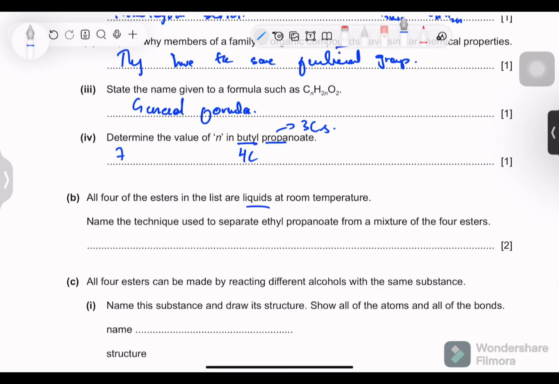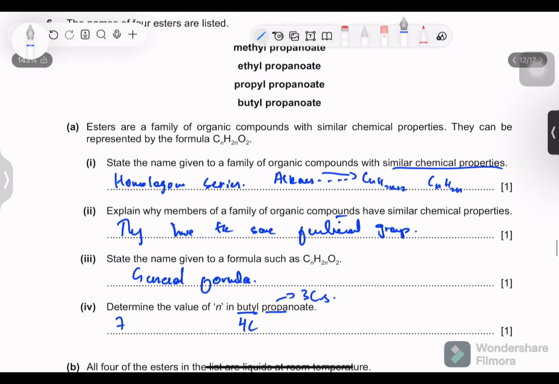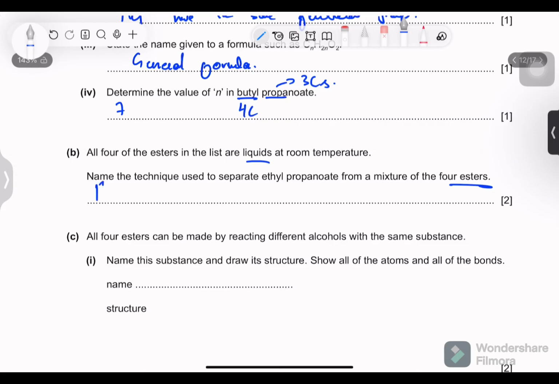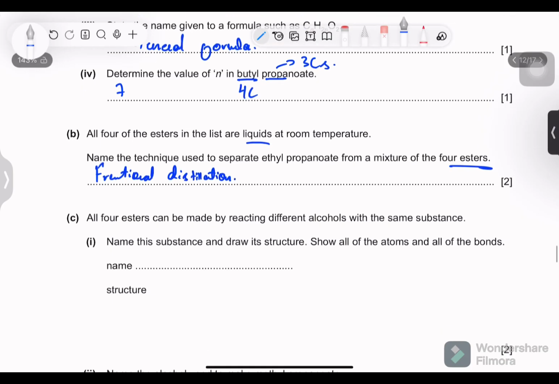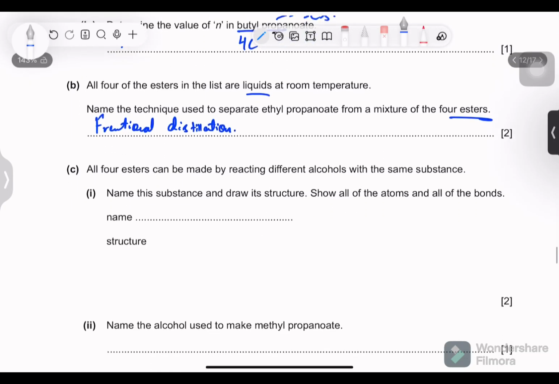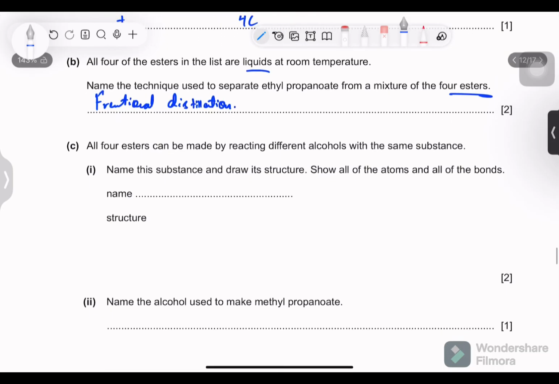All four of the esters in the list are liquids at room temperature. Name the technique used to separate ethyl propanoate from a mixture of the four esters. The different liquids are separated according to the different boiling points. So that is fractional distillation. When different liquids are together in a mixture, to separate them according to the different boiling points, we use fractional distillation.